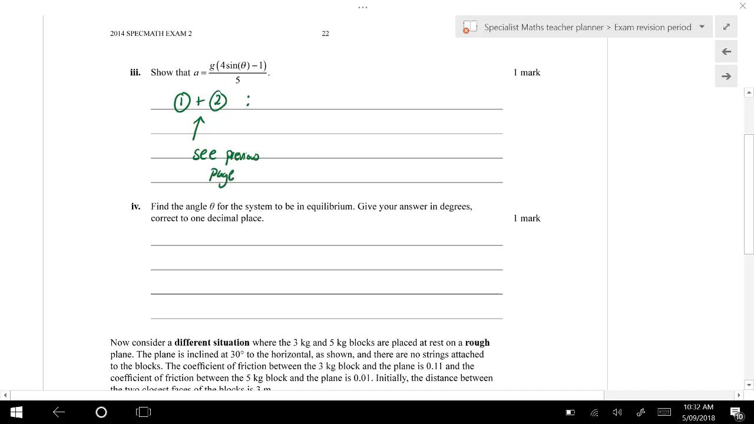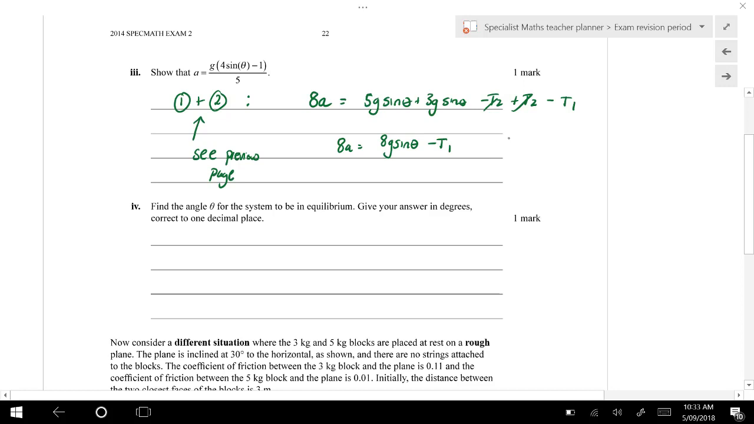So what we're doing is we're adding those two equations together. So looking at the previous page, we had 3a plus 5a. So we've got 8a is equal to, we had 5g sine theta plus 3g sine theta. And then I had a minus T2 and a plus T2, and then I had minus T1. They're going to cancel out, so we can say that 8a is equal to 8g sine theta minus T1.